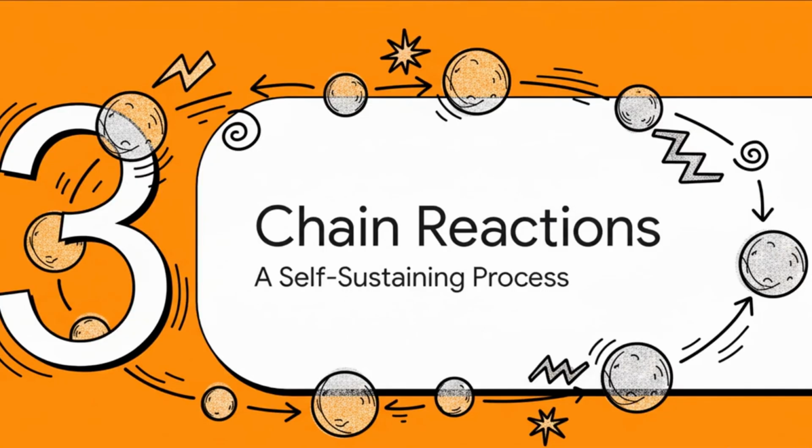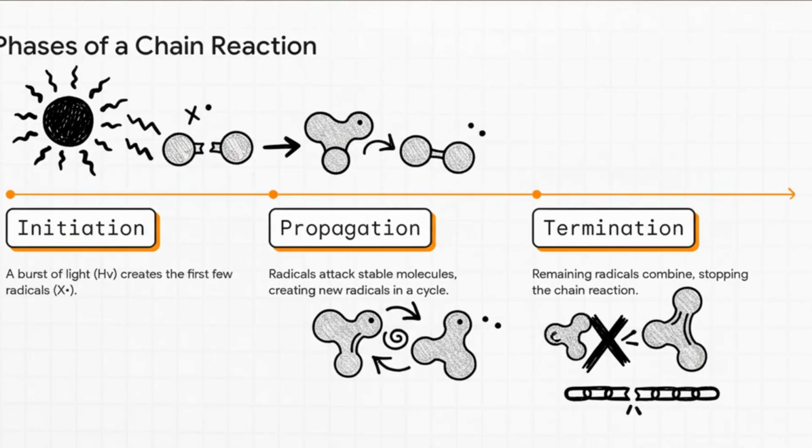Okay, let's look at another technique and see how this whole idea builds. Instead of making these outlaws one by one with metals, what if you could trick them into creating each other? This is the brilliant idea behind a free radical chain reaction. It all starts with initiation. A little burst of energy, say from UV light, creates the first few radicals.